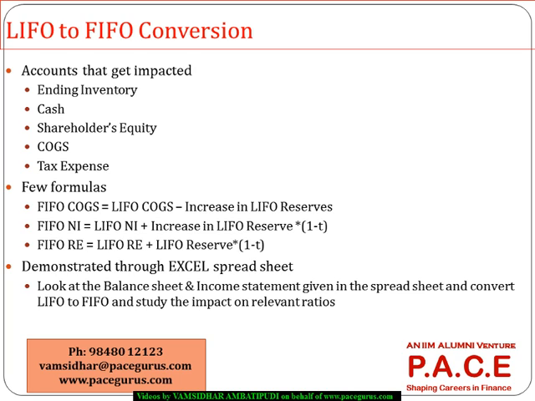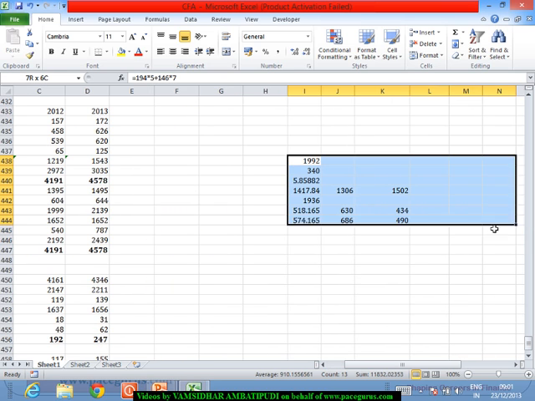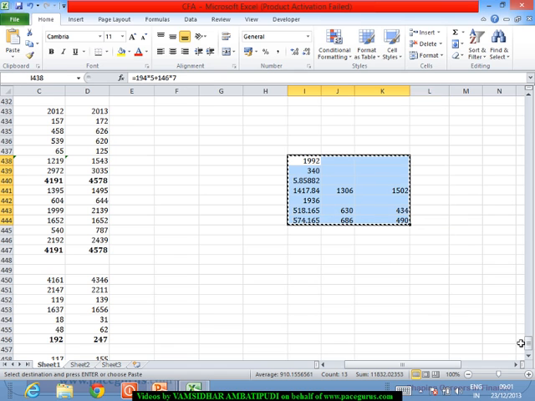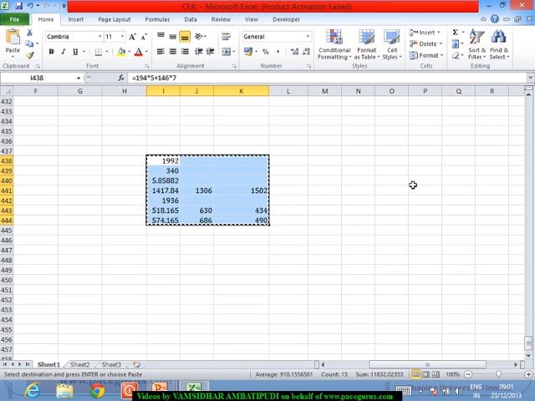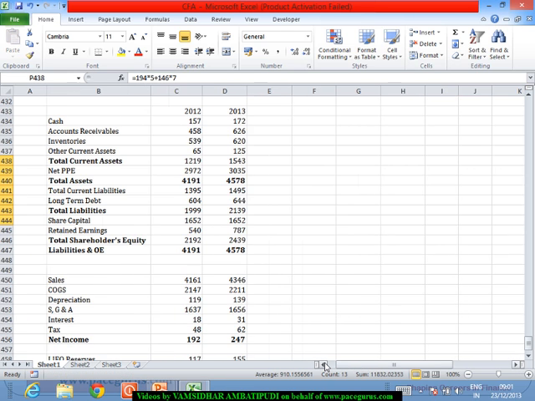All right. So let's go ahead with one example and try to convert a LIFO based financial statement into a FIFO based. So for that I have taken one financial statement. Let me push these things slightly somewhere this side, right, so that we can operate at this layer.